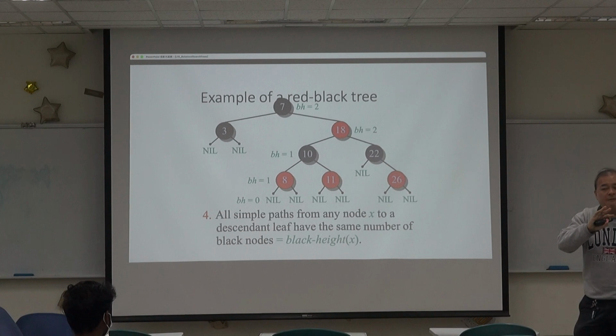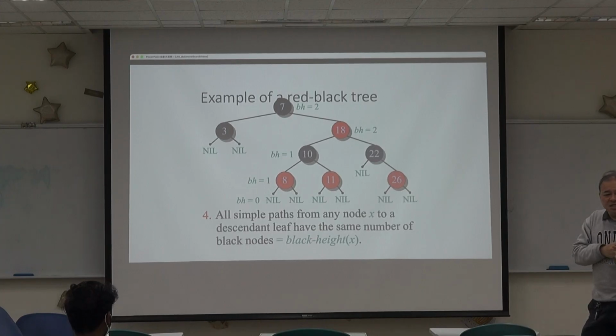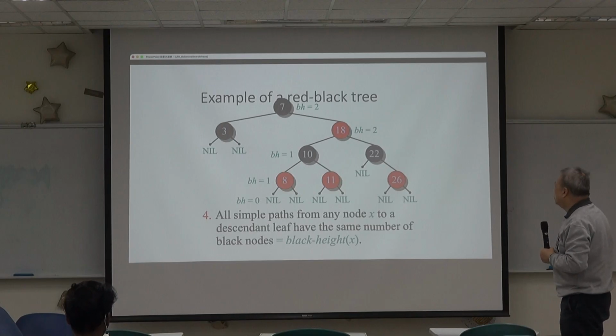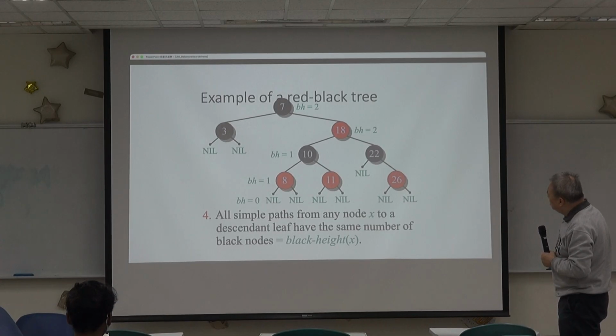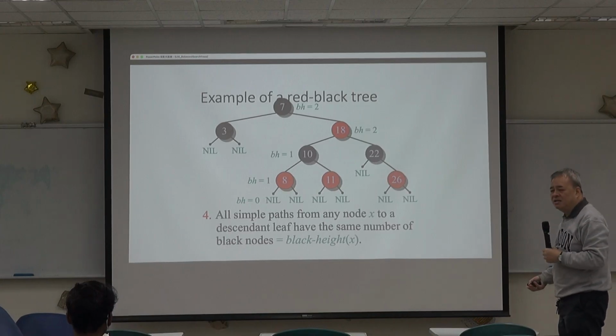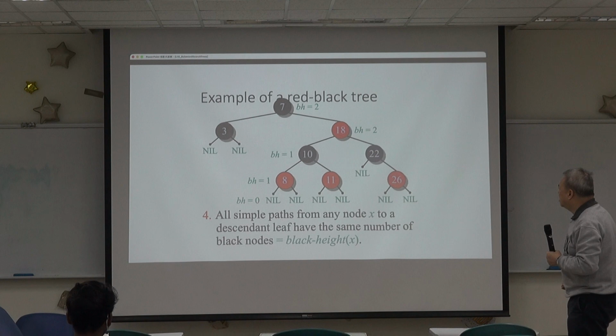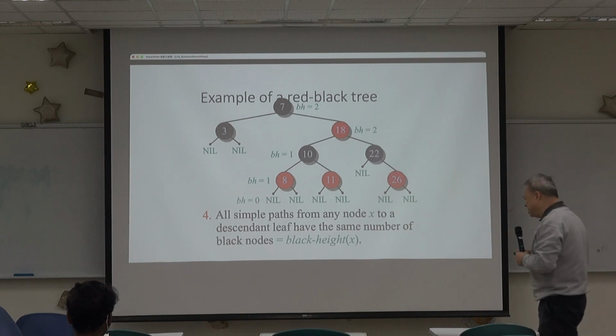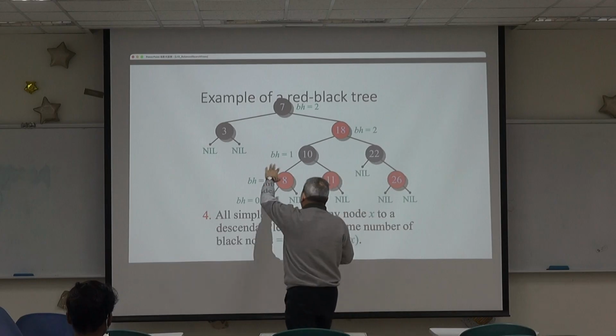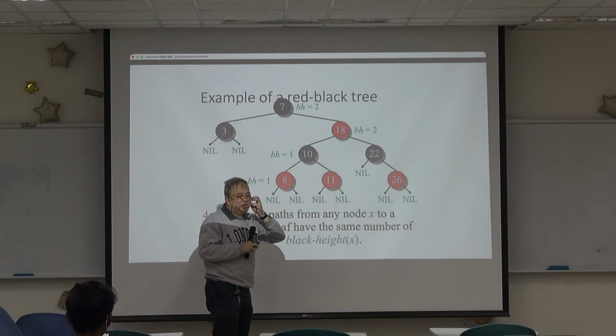Of course, this is just one example. I just want to show you it is relatively easy to construct such a red-black tree, and you might wonder, how come I call it balanced, right? It doesn't look balanced, because the left side of this tree is much shorter than the right side of the tree, right?